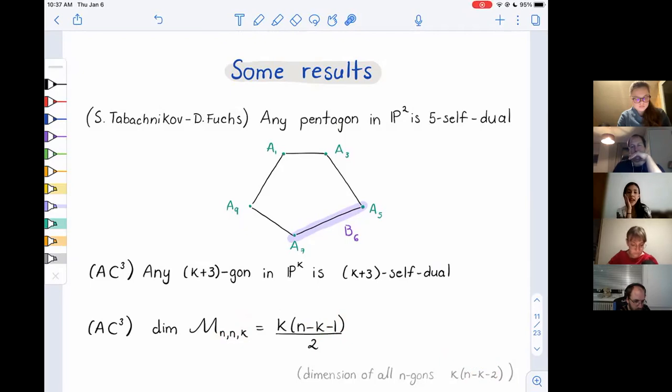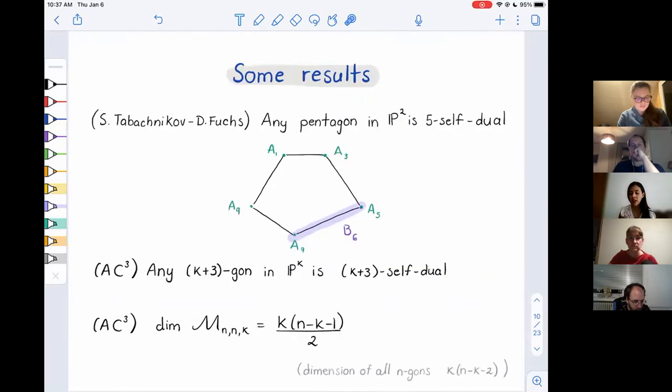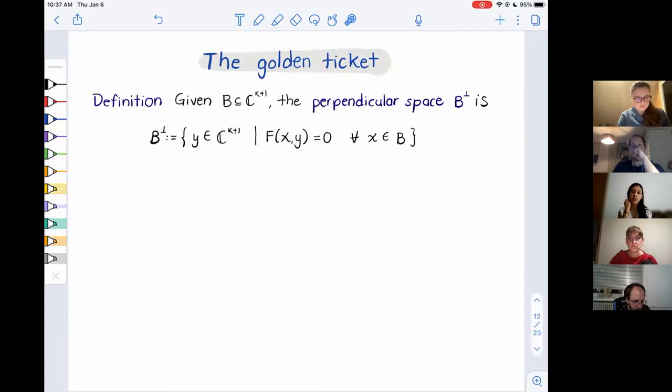Now, what happens when I change the parameter? Okay, this is when M was equal to N, which means that the bilinear form that I have here is symmetric. But what happens in the case where M is not equal to N? What we can do is then do the following trick.